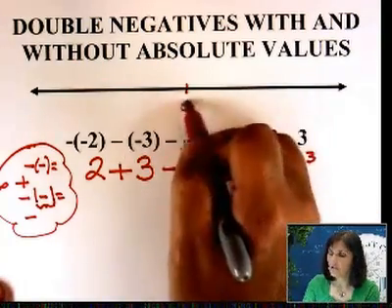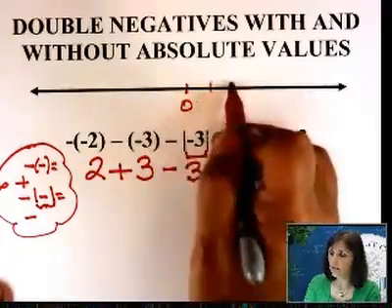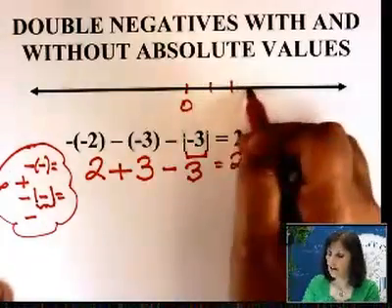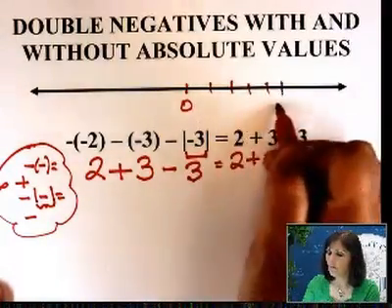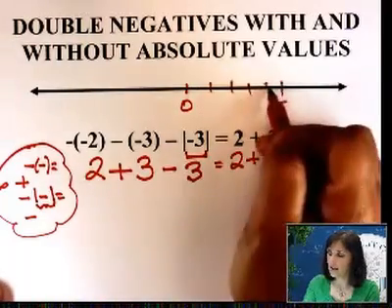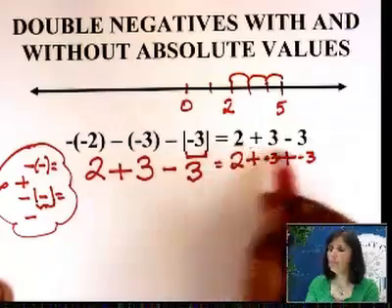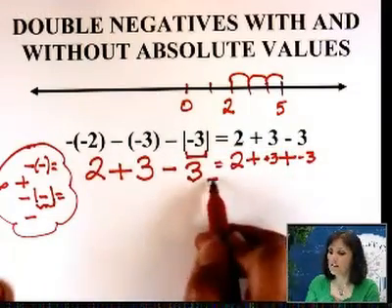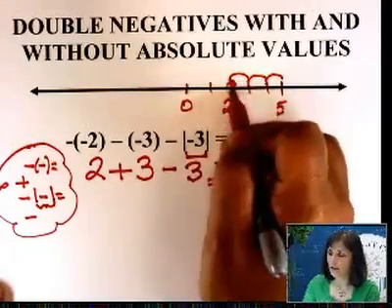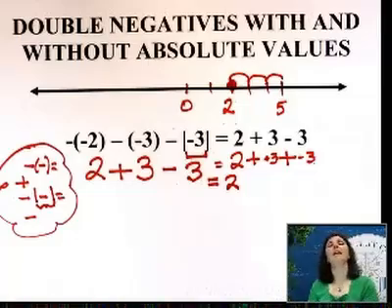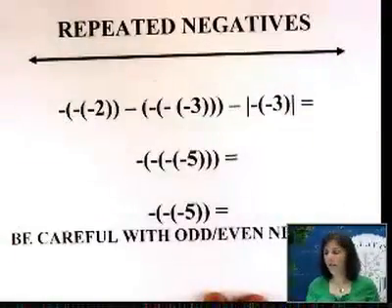Okay? You start with 0. 2 to the right, 1, 2. Plus 3, 1, 2, 3. You are at 5 right now. Minus 3, 1, 2, 3 back. You are at 2. 2 plus 3 minus 3 is simply 2. You end up right here. So double negatives with the absolute values, you really need to pay attention.